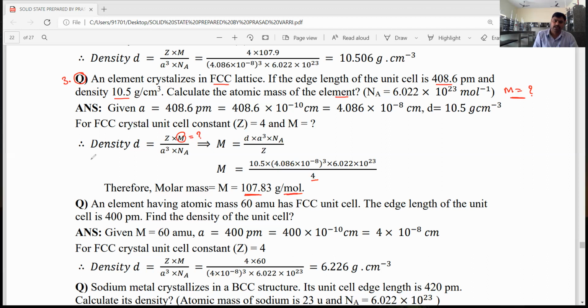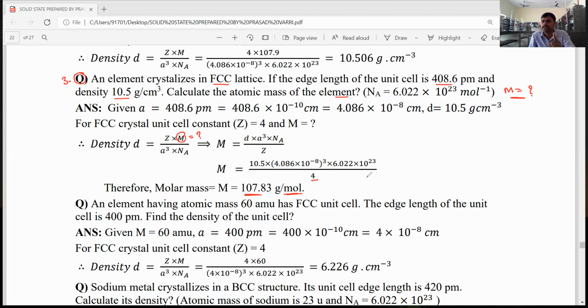Here the density they gave, the type of unit cell they gave, the edge length they gave, and we need to find out the mass. Sometimes the mass and the type of unit cell and the edge length they will give, and we need to find out the density. Sometimes the density, the m value and the a value they will give, and we have to find out the type of unit cell. Type of unit cell means we have to calculate the Z value.